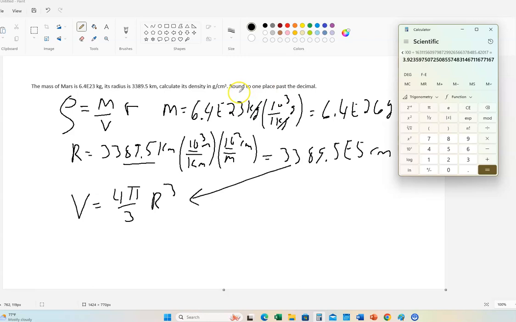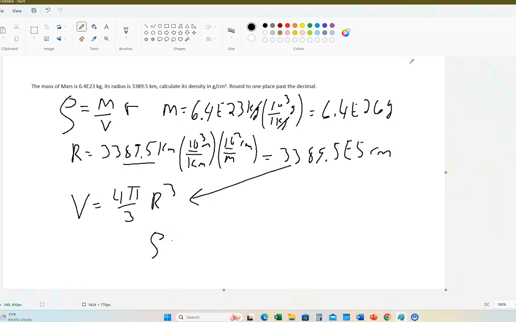All right, so when we do this, it says round to one place past the decimal, so it would be 3.9. So the density of Mars turns out to be 3.9. And of course, it's grams per centimeter cubed. But they already asked us to do it in grams per centimeter cubed, so we're just looking for this numerical value. All right, very nice. All right, let's look at the next problem.